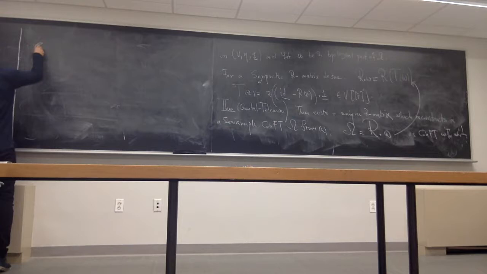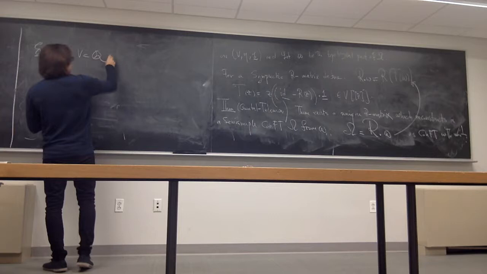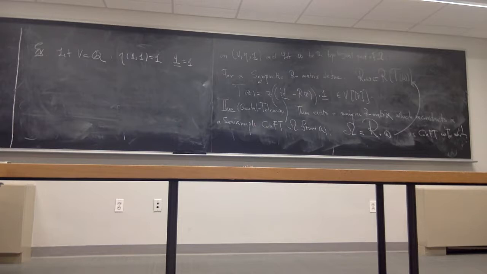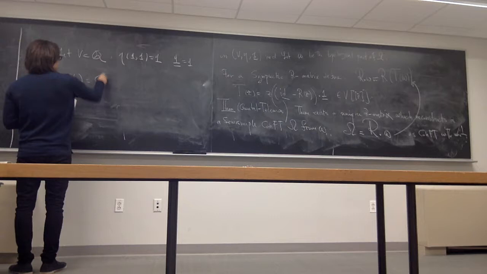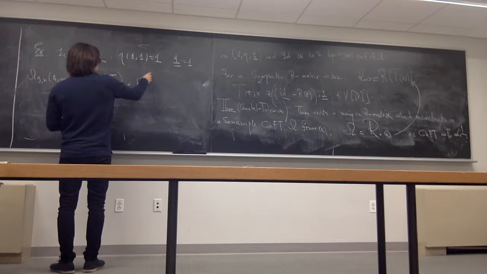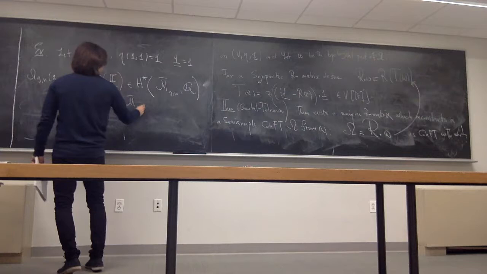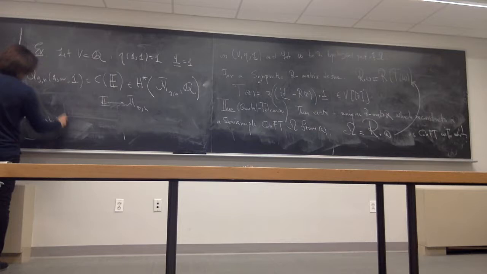An example of this correspondence and this classification is the following. If you let your V be just Q, and your intersection pairing is defined such that one in V is just called one, the number one. If this is the one, then omega g,n(1,...,1) will be just the Chern class of the Hodge bundle, the rank g Hodge bundle. And the topological part in here is just trivial.